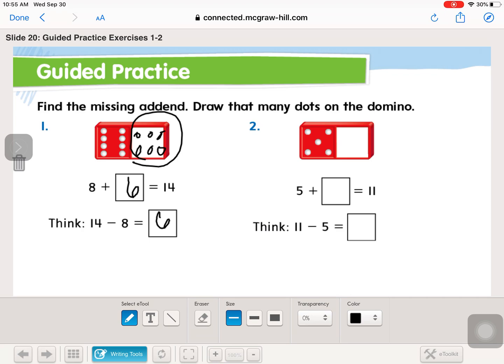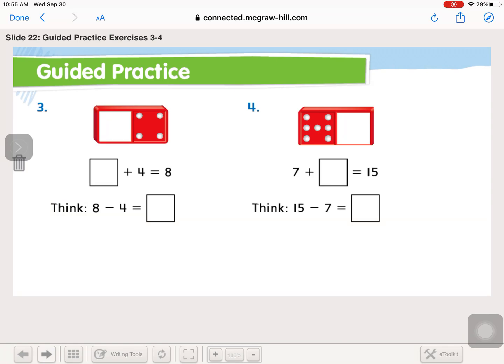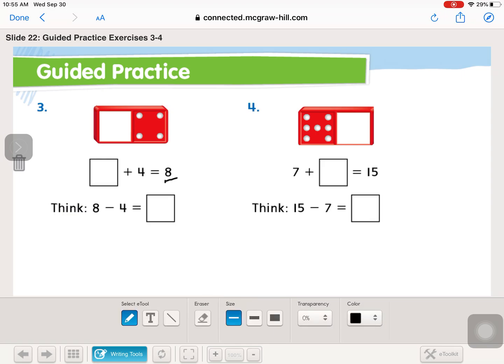5 plus what equals 11? 5, 6, 7, 8, 9, 10, 11. I added 6 dots, so 5 plus 6 equals 11. 11 minus 5 equals 6. Okay, let's try another one. We've got 4 already. We need to get to 8. We know 4 plus 4 equals 8, so 8 minus 4 equals 4.